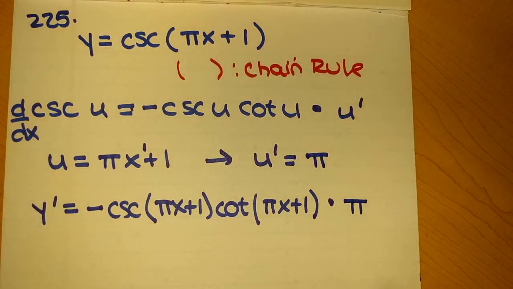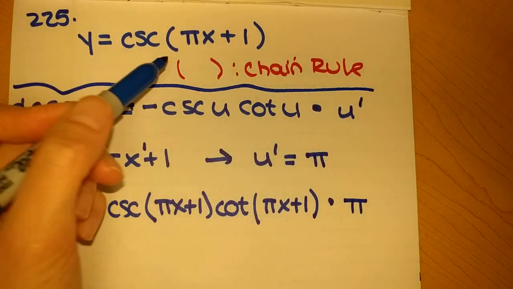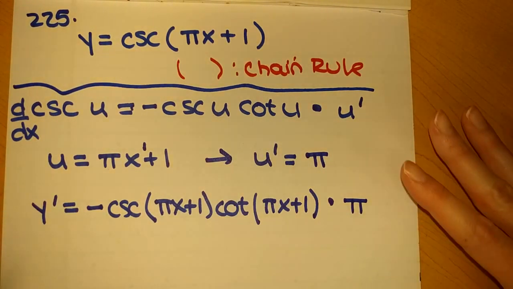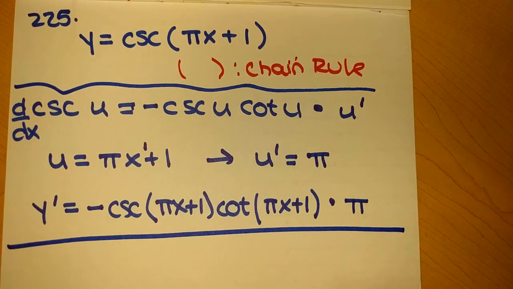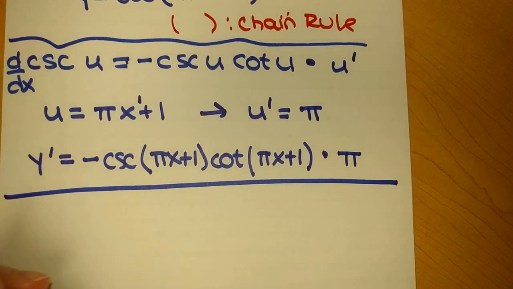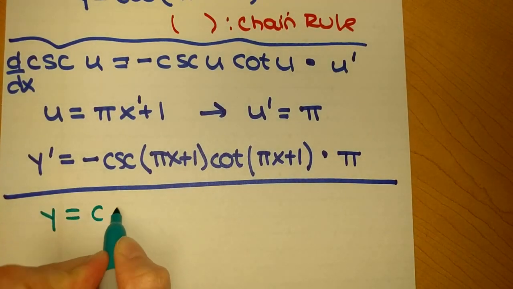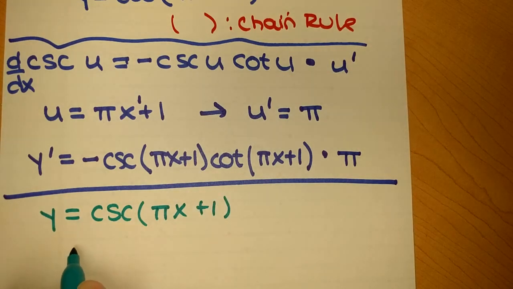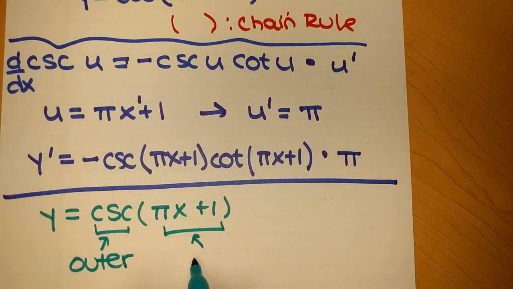So that's one way of doing it, is to just say, okay, I'm using the chain rule, so I have cosecant of u, memorize the formula, and go from there. The other way of doing this, or thinking about this, I should say, would be the inner and the outer function. So here I would say, okay, I have y is equal to cosecant pi x plus 1. So my outer function is the cosecant, and then my inner function would be the pi x plus 1.